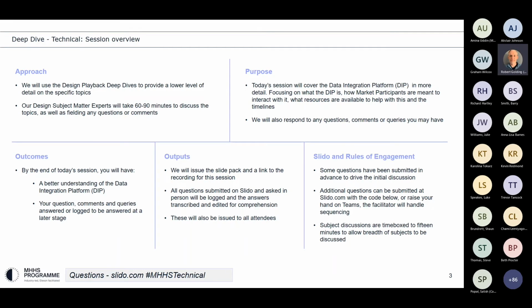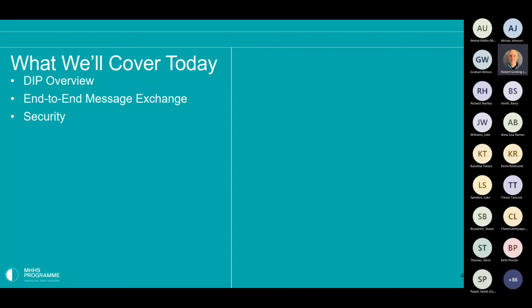Today's session will cover the data integration platform in more detail, focusing on what the DIP is and how market participants interact with it, what resources are available to help with this, and the timelines associated with the DIP. What we cover today is the DIP overview, the end-to-end message exchange, and some security surrounding the whole platform and the end-to-end architecture.